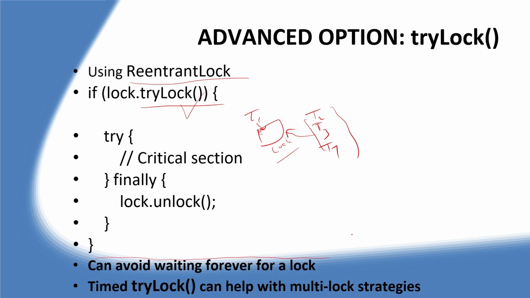Whenever we successfully acquire a re-entrant lock, we should normally release it in a finally block. Here you can see in a finally block we are releasing the lock to ensure that it is unlocked properly.